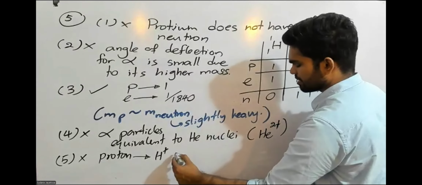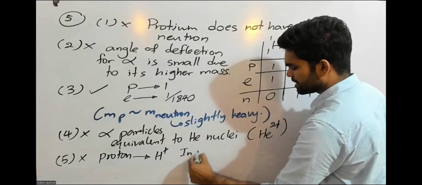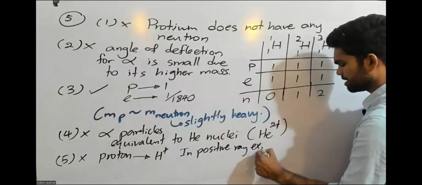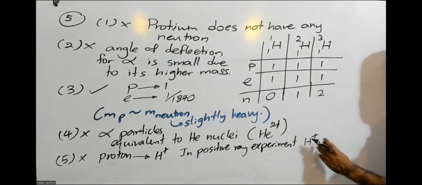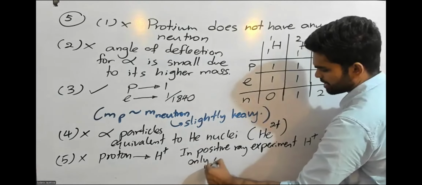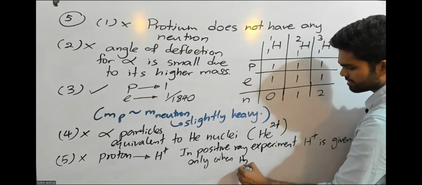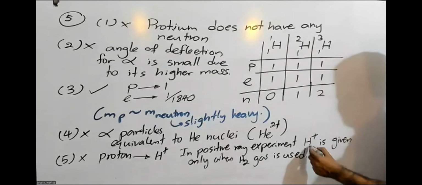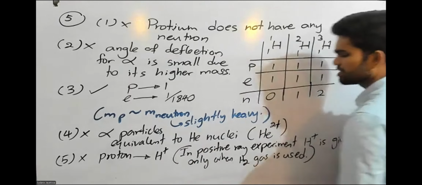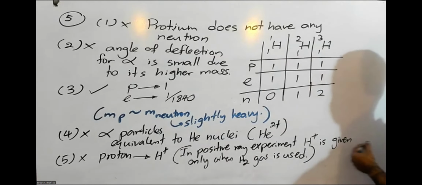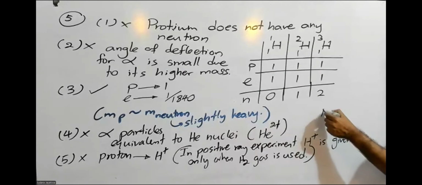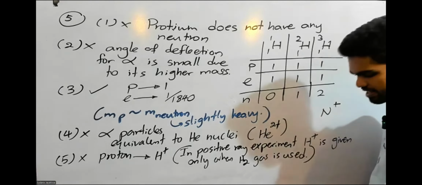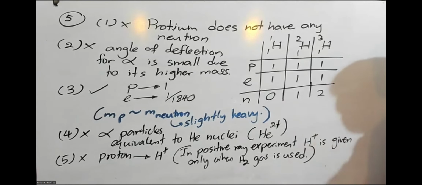Okay, you can write: in positive ray experiments, H plus is given only when hydrogen gas is used. For other gases, other positive particles will be given. For example, earlier in theories we discussed, if you use nitrogen gas, N2 gas, you will have N plus or N2 plus, something like that. It's not protons.